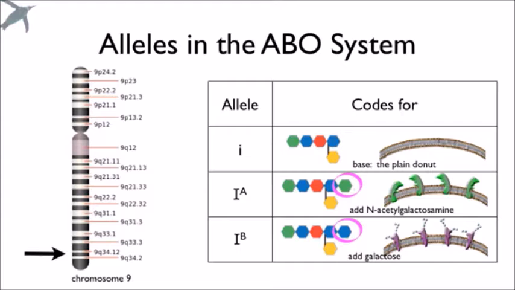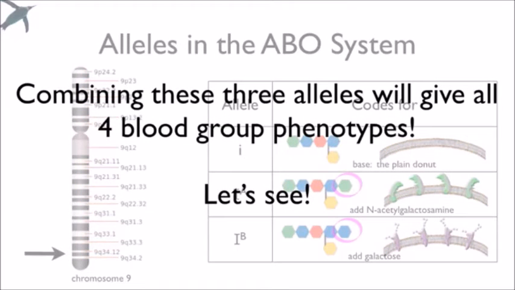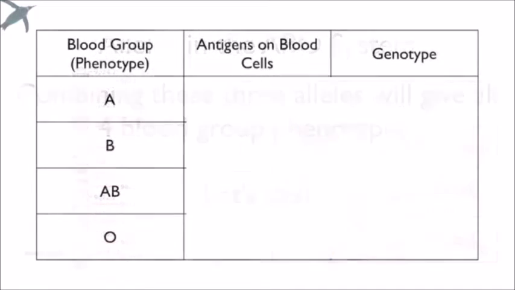Those are the 3 alleles we have. So when you combine the 3 alleles, we're going to make all 4 blood group phenotypes. I know you want to see how this works.